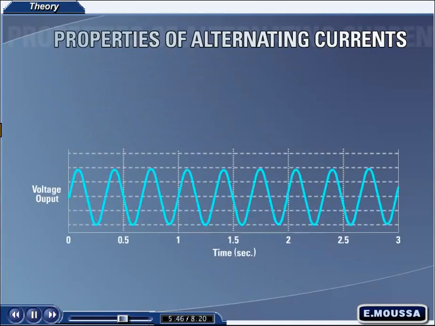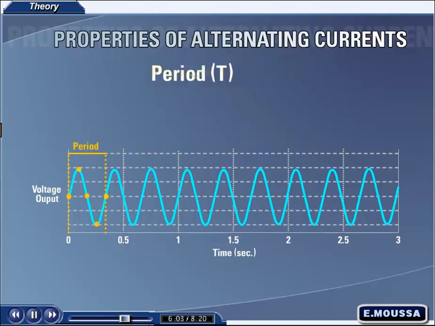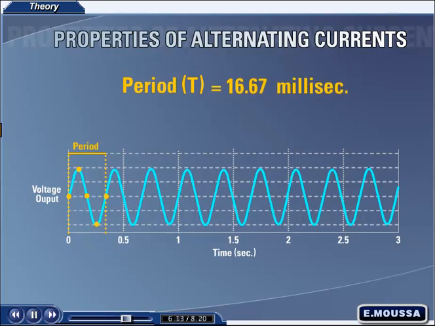Period. As stated earlier, to generate 1 cycle of alternating current, the exciter of our generator must complete 1 revolution. The time taken for the resulting waveform to go through 1 complete cycle is referred to as the period of a waveform. The symbol for period is capital T and is equal to 1 second divided by the frequency. For example, the period of a 60 Hz waveform is 1 divided by 60, which is equal to 16.67 thousandths of a second, or 16.67 milliseconds.